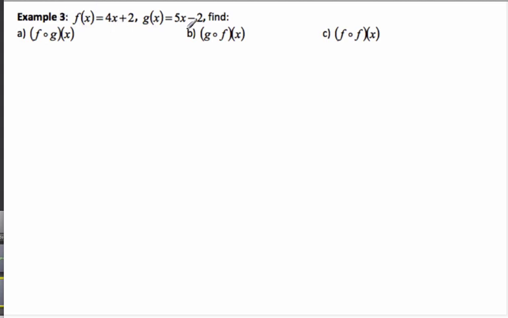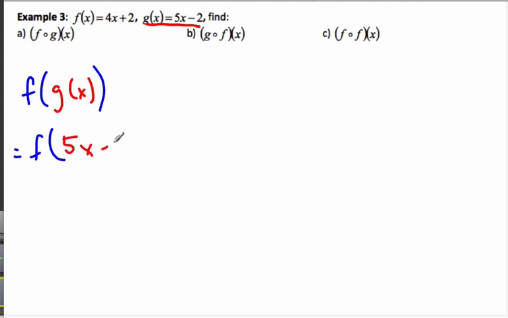Here's f and here is g. We want to find f of g of x. So I want f. I'll make g in red, g of x, which means I'm going to go f of 5x minus 2.